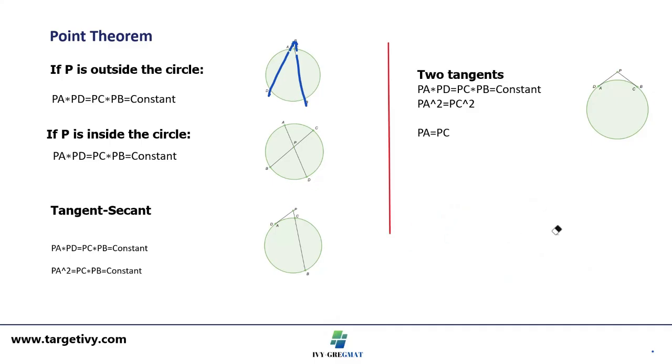If this point is inside the circle, P is inside the circle. So PA multiplied by PD becomes PC into PB.